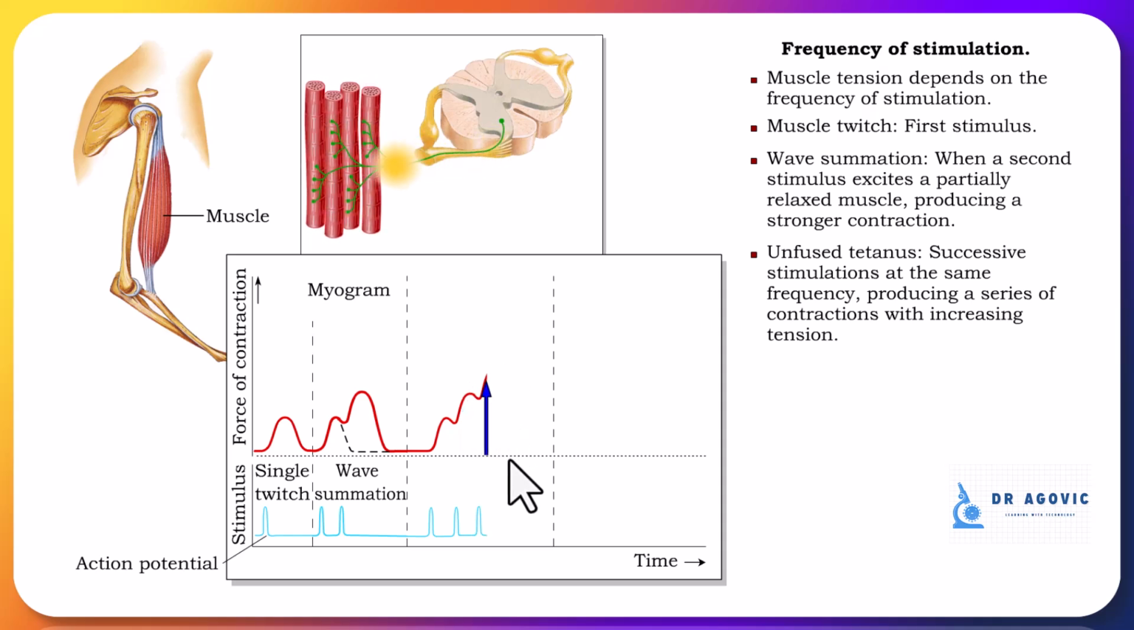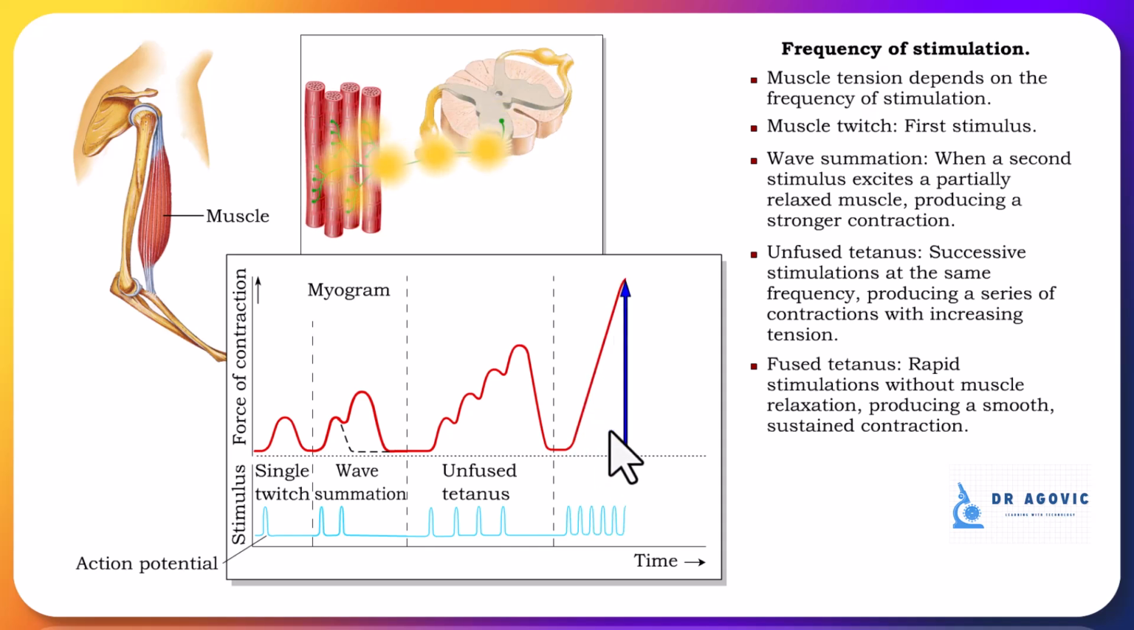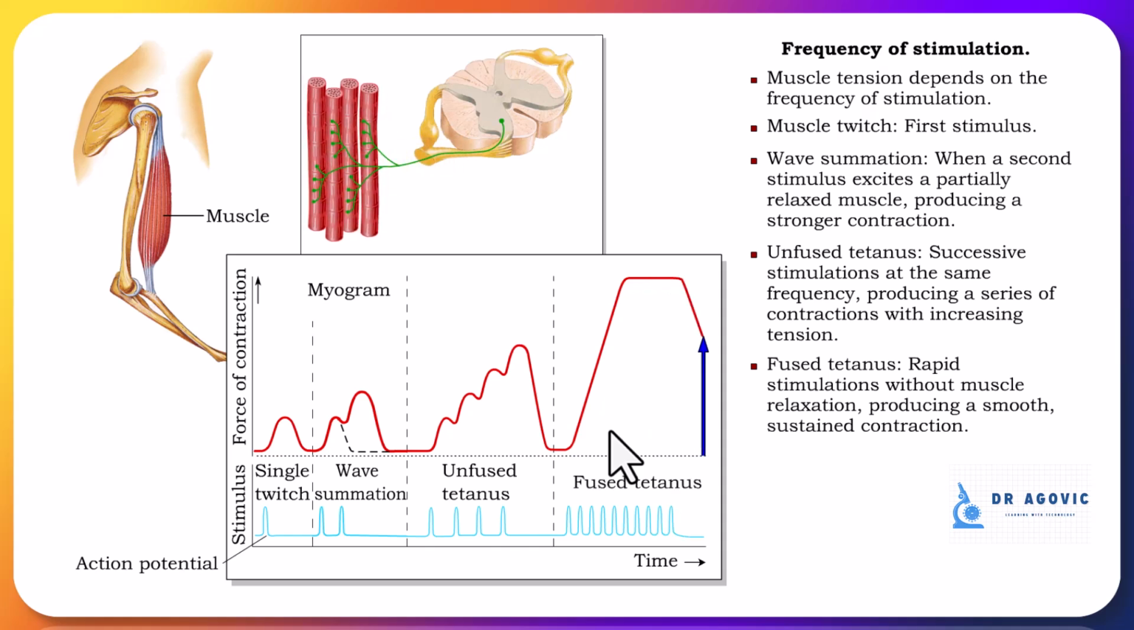This produces a different kind of curve known as an unfused tetanus. If the frequency of stimulation increases to the point where muscles do not have a chance to partially relax between twitches, the muscle will exhibit a smooth, sustained contraction called a complete tetanus, or fused tetanus.